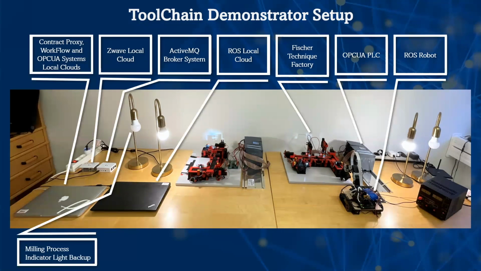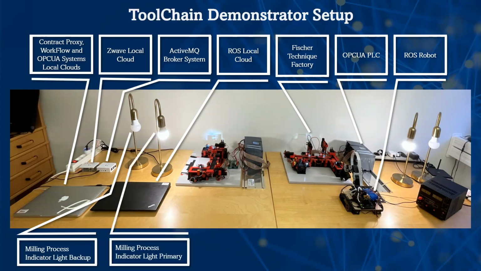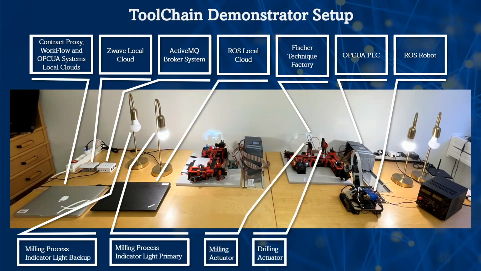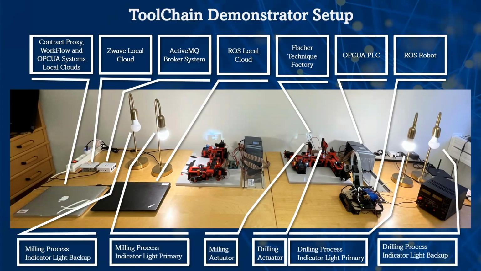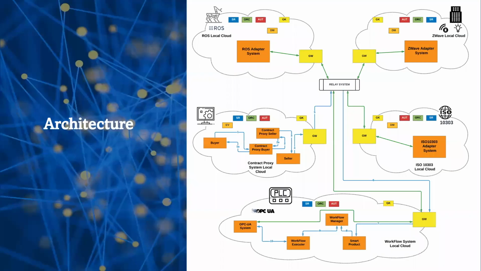First of all, the milling device for indicating the milling process. Then we have a primary milling device indicator. Then we have the milling actuator and the drilling actuator in the factory. Then we have the drilling process indicator light as a primary. And then we have a backup drilling process indicator light.